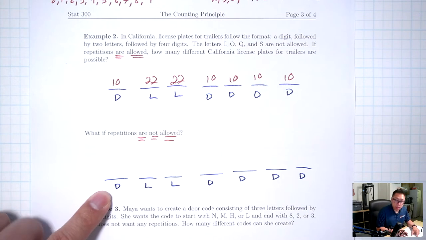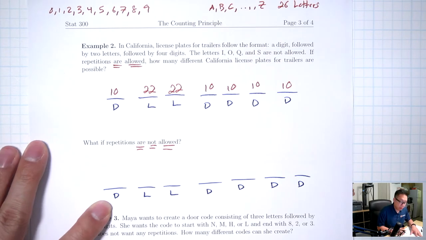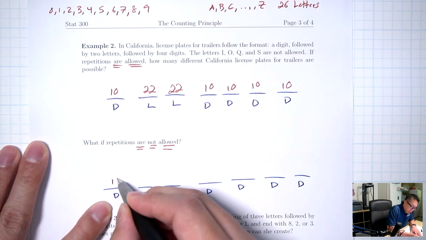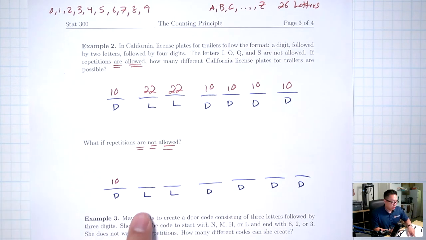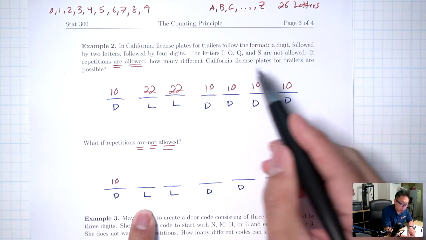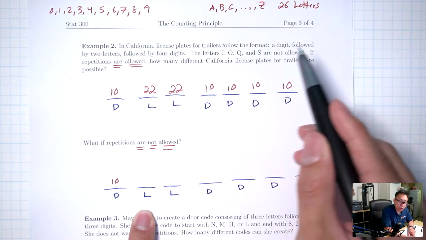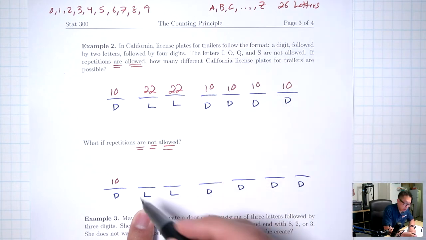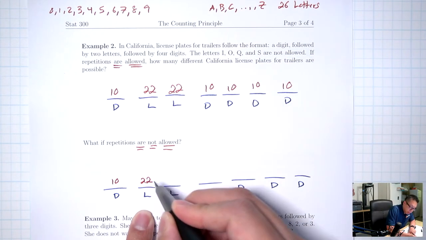Digit, 0 through 9. How many options do we have? 10. Same as before. Letter, this is the first time we're doing letter. Letter, A through Z, but you remove I, O, Q, and S. So 26 minus these 4, that's 22 options.